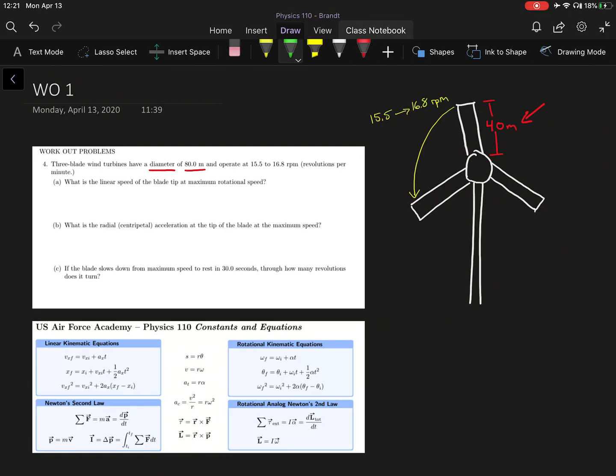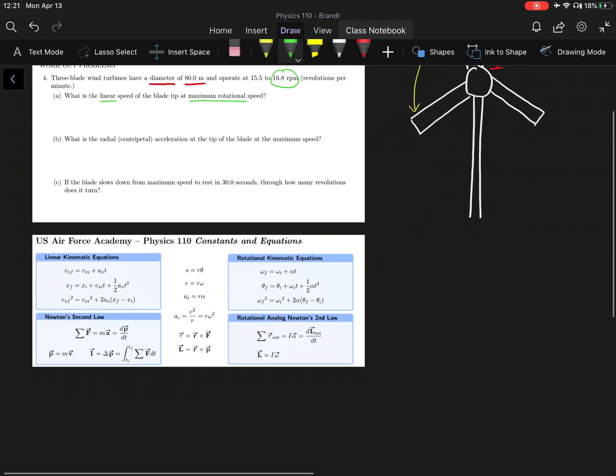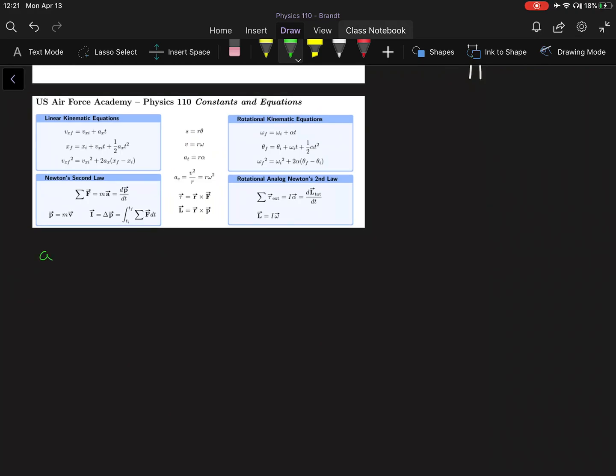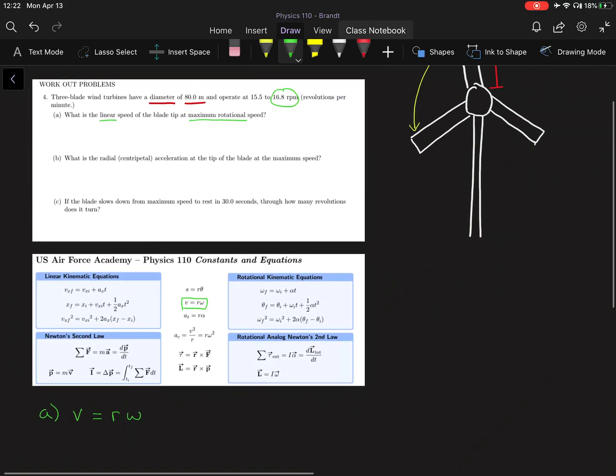So for part A, we want to know the linear speed of the blade tip at max rotational speed. So we're going to look at this 16.8 RPM. Here's our constants and equations. We have our handy equation right here to convert from linear, which is V, to our rotational. So that's our omega, and omega is our angular velocity or max rotational speed as seen in our question there.